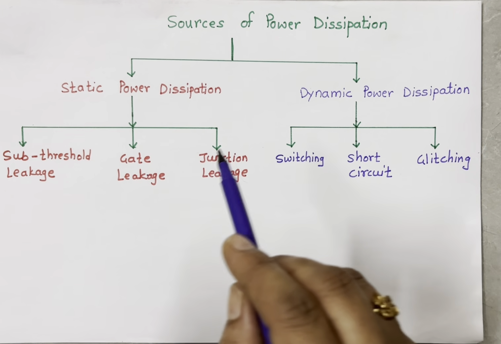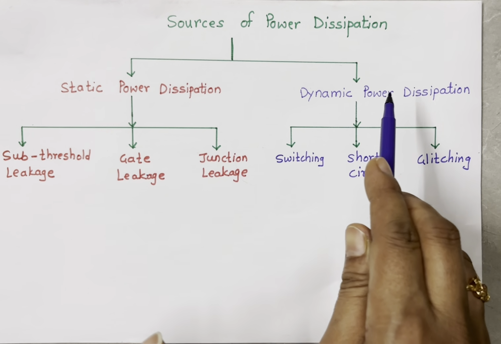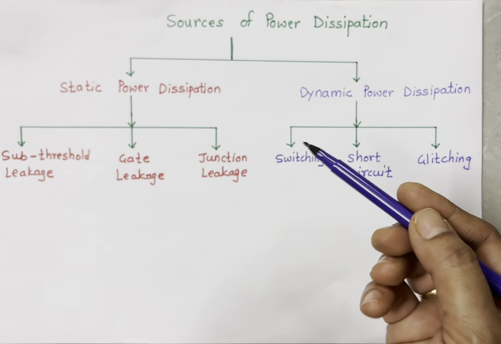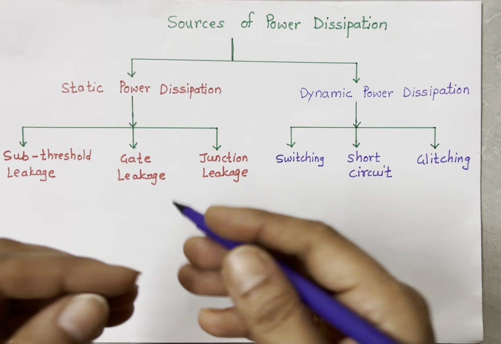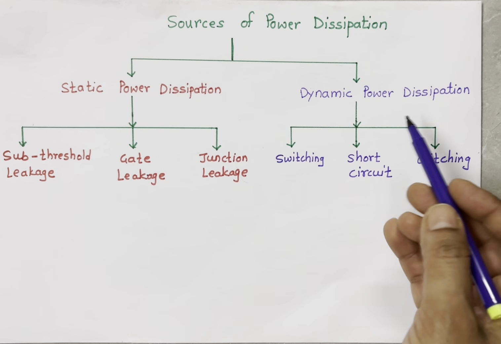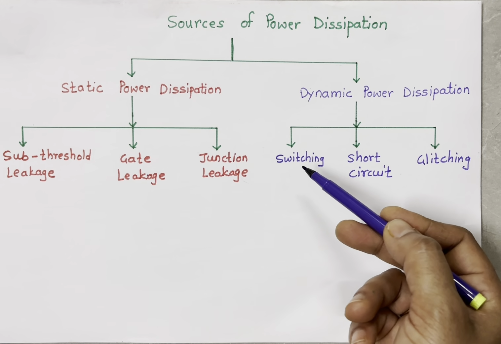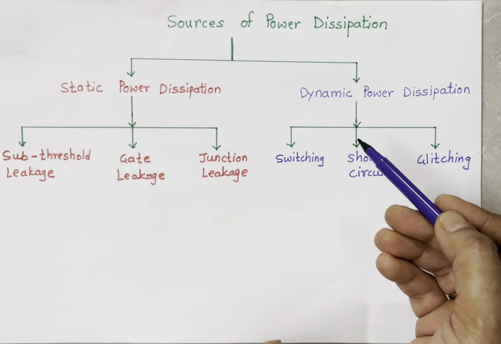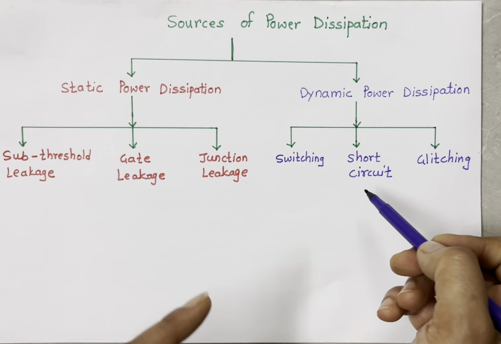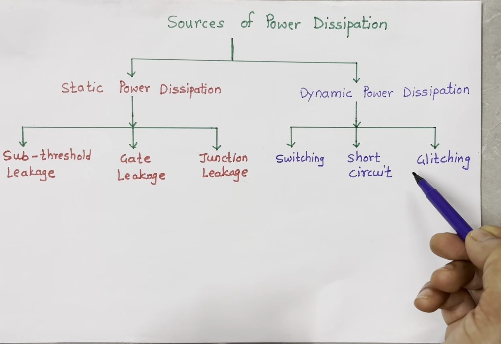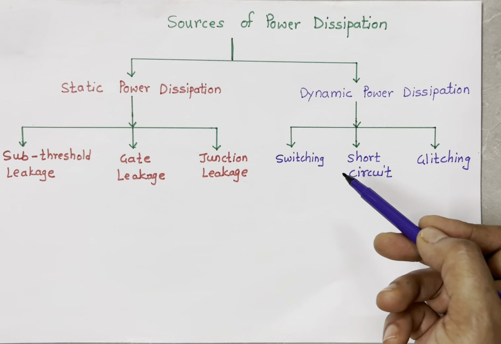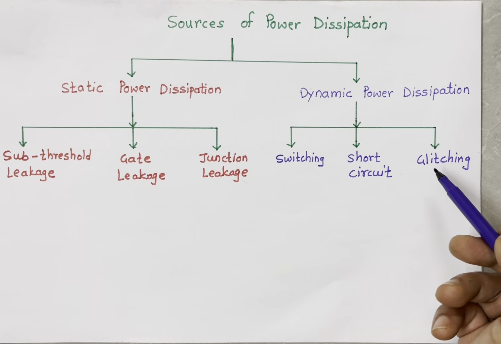The main source of power dissipation in CMOS is dynamic power dissipation. Dynamic power dissipation is the power consumed by a circuit when it is actively switching or performing a task. So it is because of switching of output from 0 to 1 or 1 to 0, or switching of transistors that they'll turn on and off. Then it is because of short circuit, and because of glitching. So dynamic power dissipation is because of switching, short circuit, and glitching.